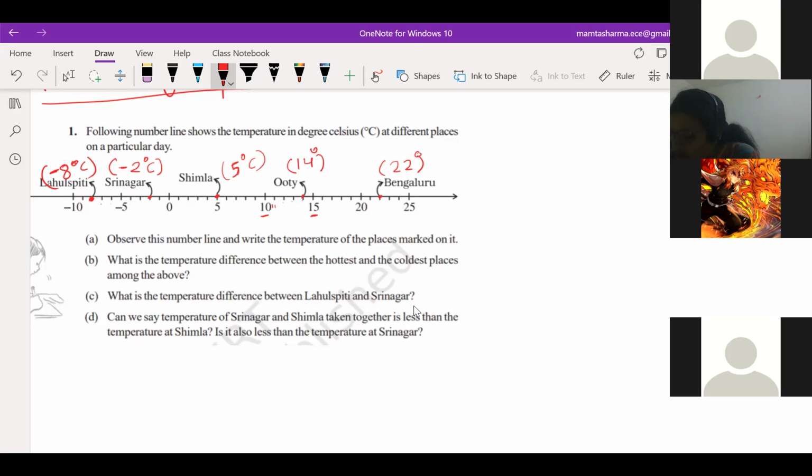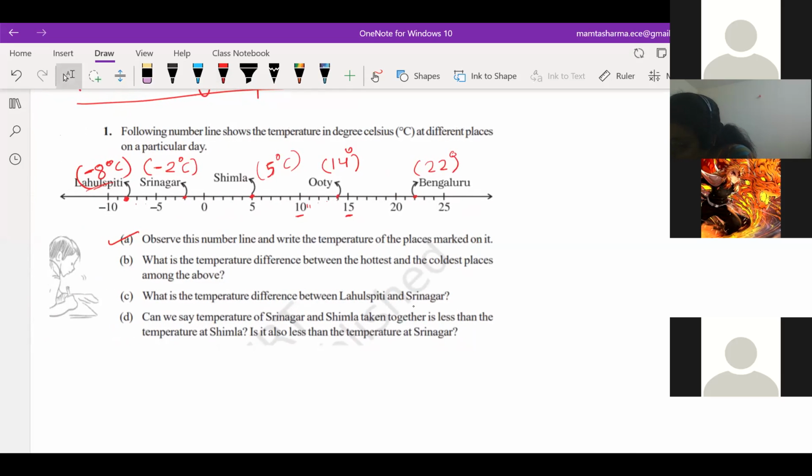Now mark all the temperatures and note them down. What is question A? Observe the number line and write the temperature of the places marked on it. We have written the temperature for all the cities. Some of the cities have positive temperature, some have negative temperature.